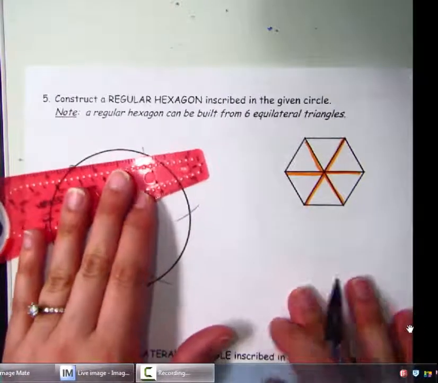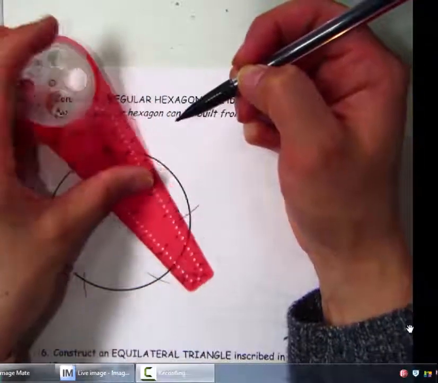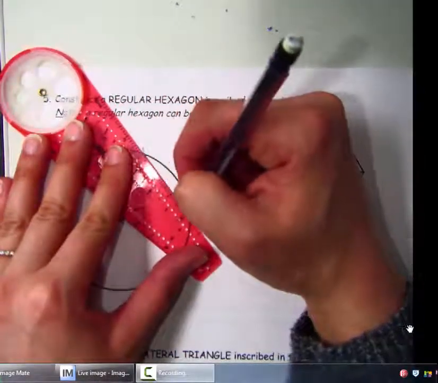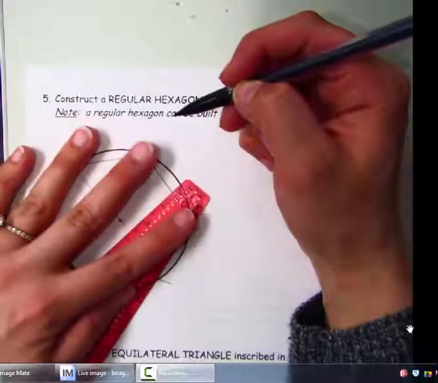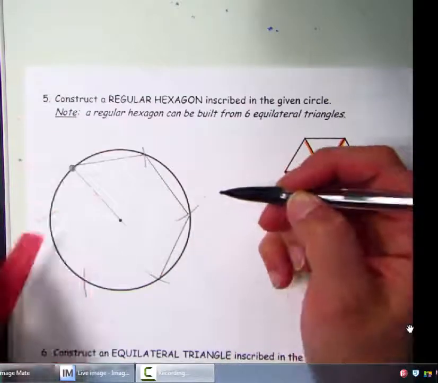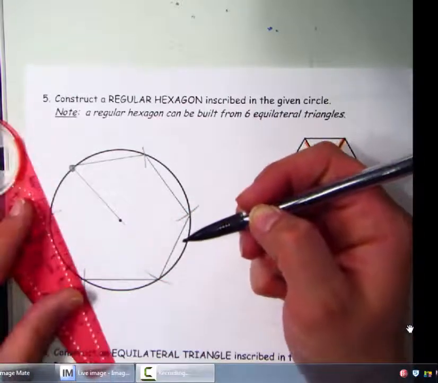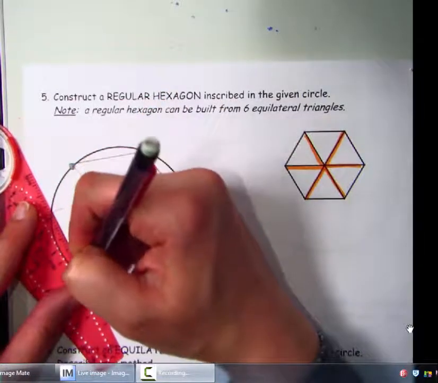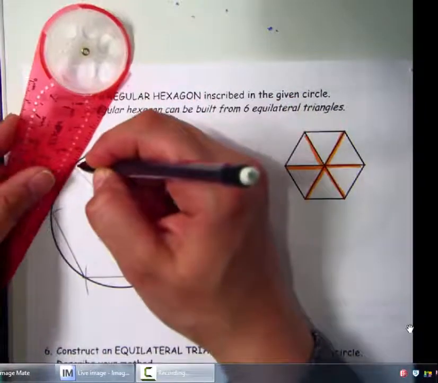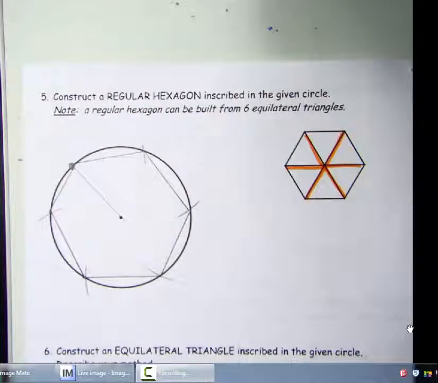So you're going to take your straight edge and you can now draw the sides of the regular hexagon. Remember, regular means all sides are congruent, so that's what's going to happen in this construction. That's how you construct the regular hexagon.